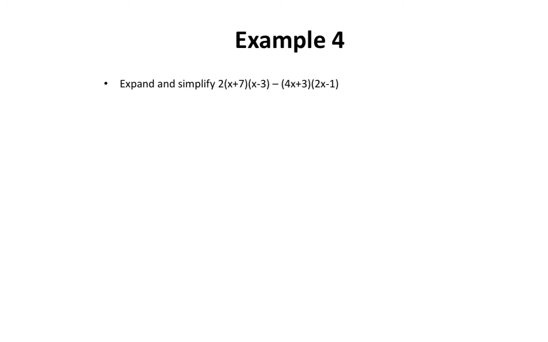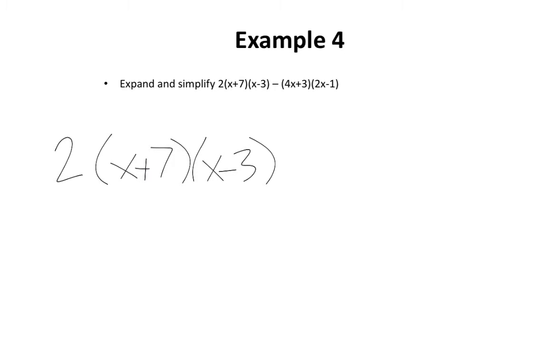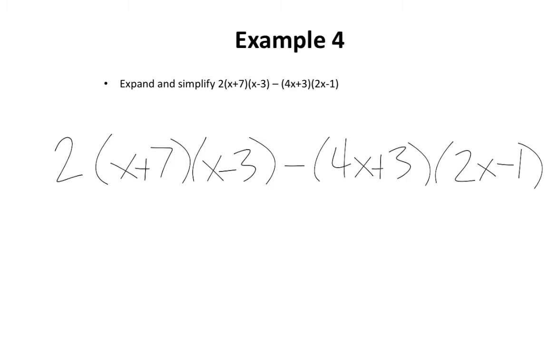In our fourth example, we want to expand and simplify 2 multiplied by x plus 7 multiplied by x minus 3, subtract 4x plus 3 multiplied by 2x minus 1. This question looks complicated, but is really just a combination of our previous examples. Again, the first thing you want to do is rewrite the question. We want to ignore this 2 and this subtraction sign temporarily. We're going to revisit them later.